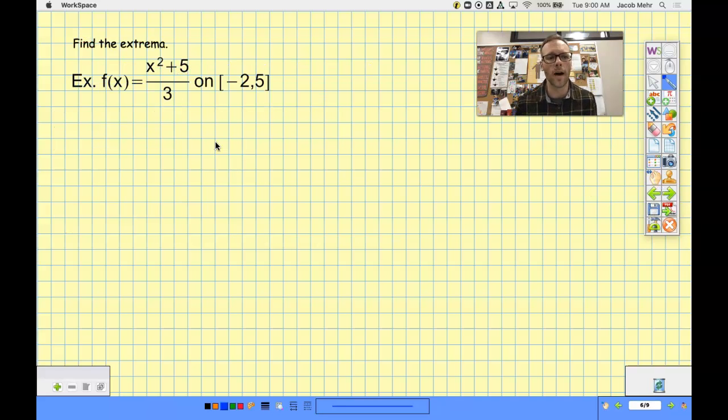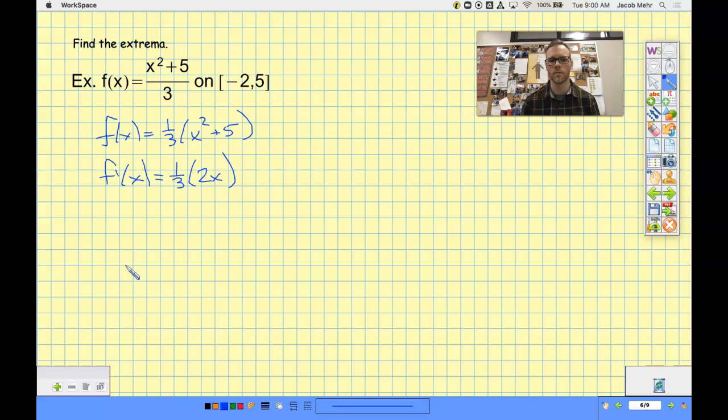All right, so let's find the extrema here. f of x equals (x squared plus 5) over 3, and we are on the closed interval -2 to 5. So let's find our critical numbers. To find critical numbers, we differentiate. Before we do that, I'm going to rewrite this as 1/3 times (x squared plus 5) to make differentiating a little bit easier. So our derivative is 1/3 times 2x.